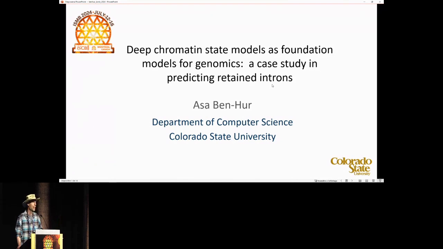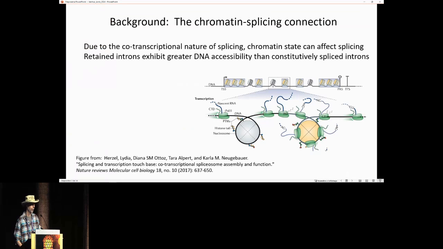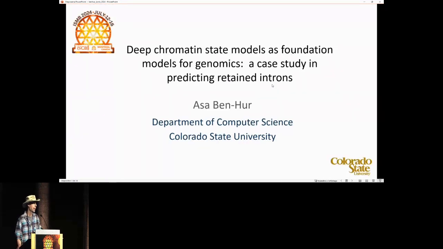All right. So those who actually read the program might have noticed that the title on the slide doesn't match what's in the program. I've been going between several titles for the talk and the paper, and I wanted to highlight chromatin state in the title because we're trying to discuss intron retention and put it in the context of chromatin state.